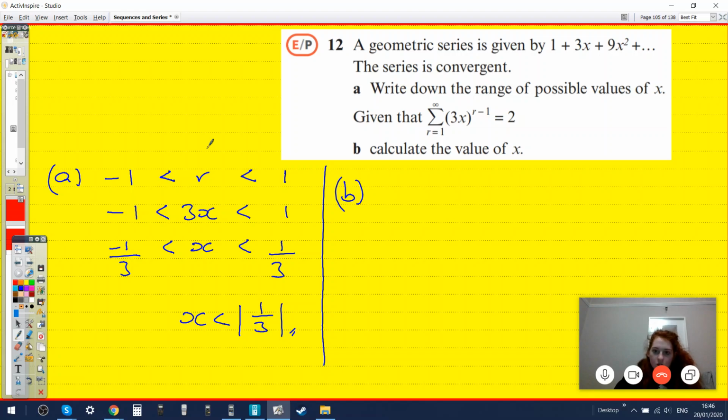Would we use the geometric sum? And do you remember what it is? Is that a over 1 minus r? Yeah. So go on, try that one.